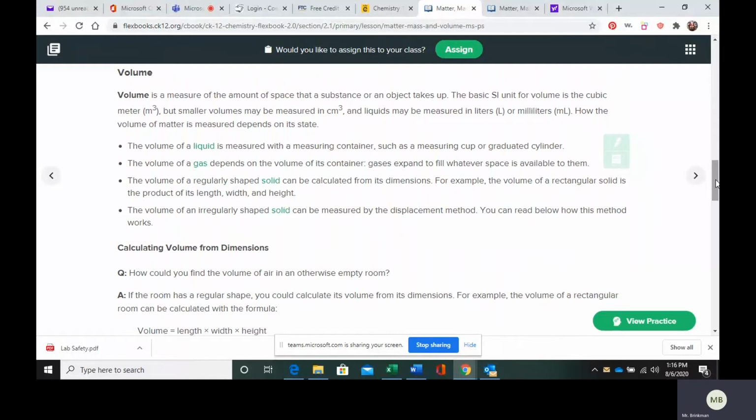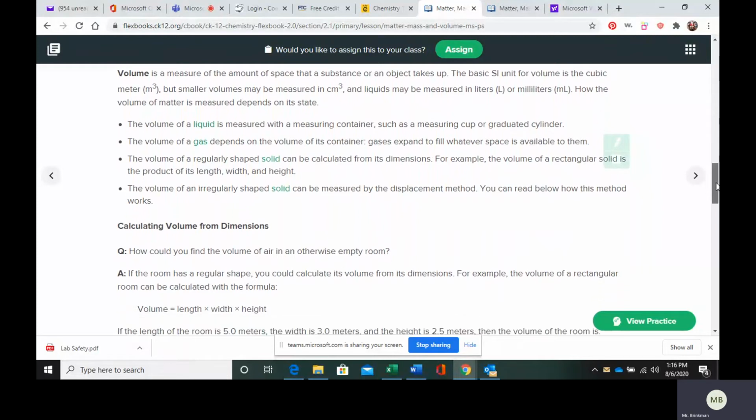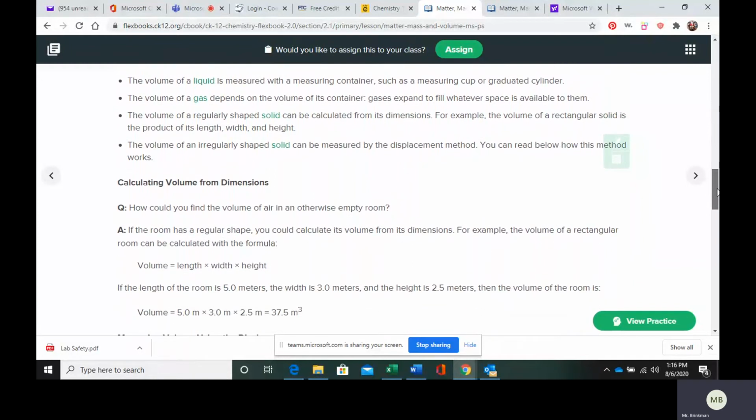So how the volume of matter is measured is going to depend on the state that it's in. Is it solid, liquid, or gas? I already went a little bit over how liquid and gas are measured as far as units, but when we're measuring liquid, we're going to use some type of container. We can use a measuring cup, a graduated cylinder, or a beaker, it just has to be a container. When we are measuring the volume of a gas, it is going to be the volume of its container because a gas is going to expand to fill all the available space.